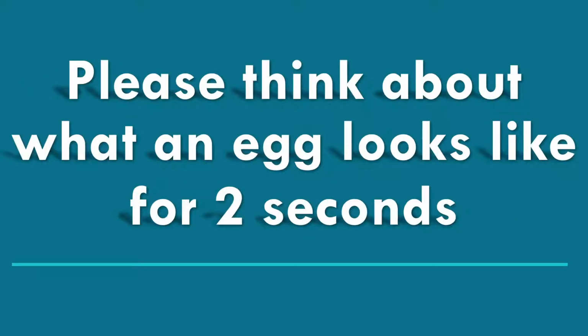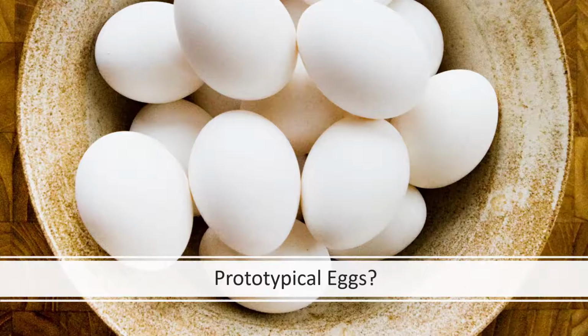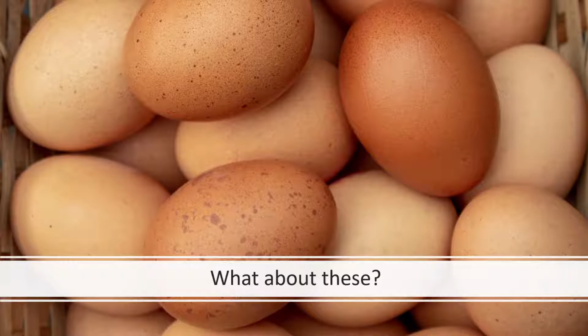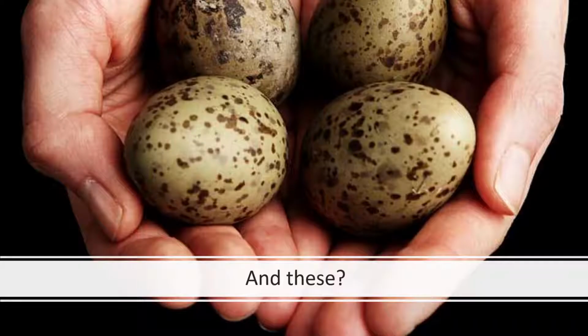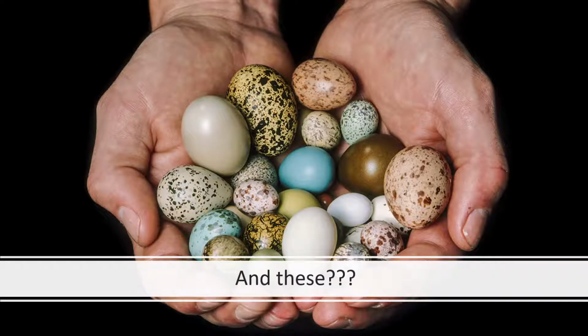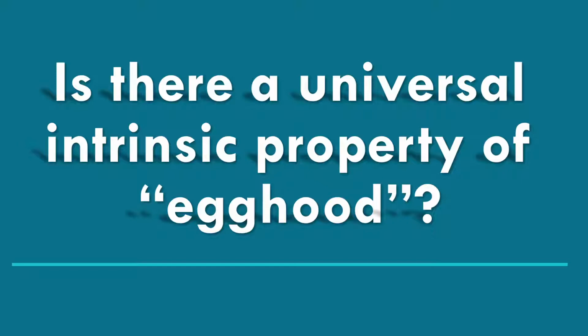Standard products. Please think about what an egg looks like for 2 seconds. 1, 2. Was it something like this? Or something like this? Are these other eggs less eggish than the former ones? And what about these ones? And these ones? Is there a universal intrinsic property of egghood?